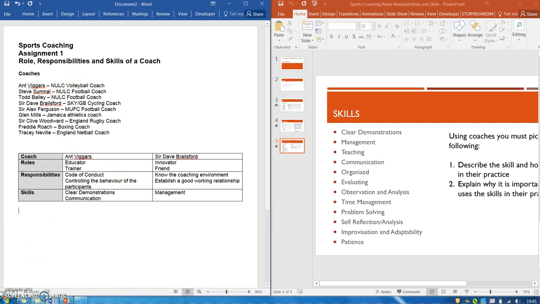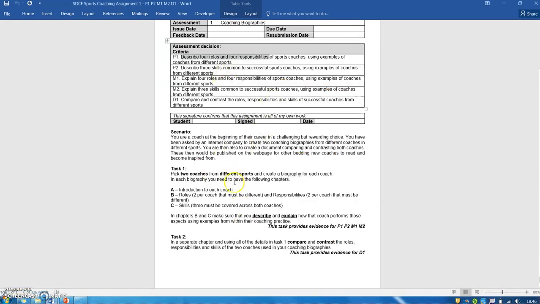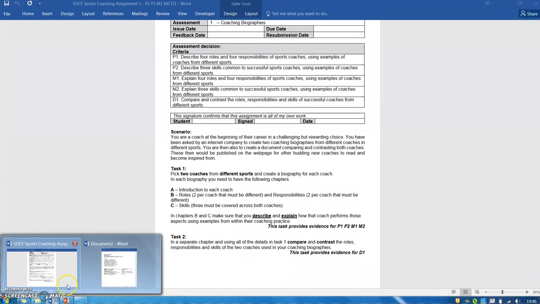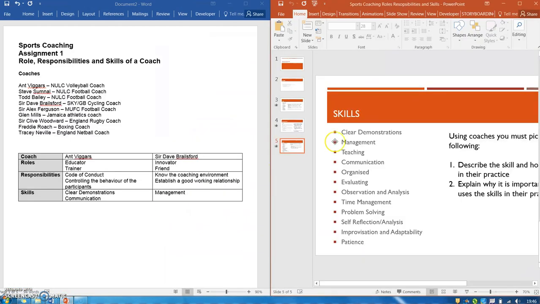Okay, so what I would suggest is you get one of these out, go through the presentation, which is on our site, and get your coaches, or get 2 coaches that you know of, and start to do this before you then click in and do your assignments.